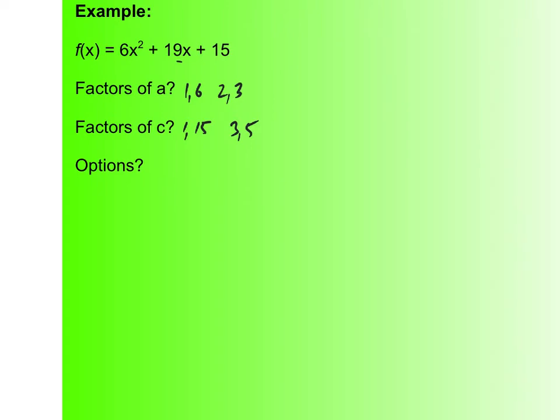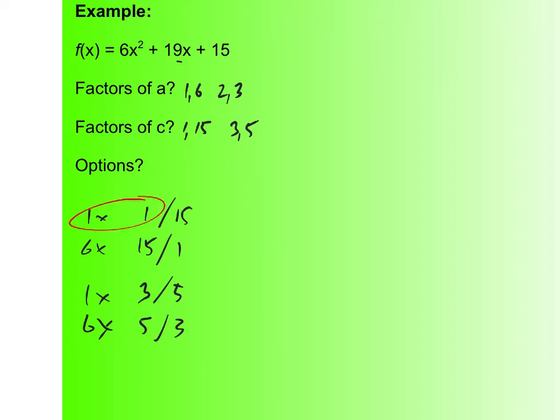So as we look at our combos here, we could have a 1x and a 6x. I'll write them in a little different format this time. And those could be with a 1 and a 15, or a 15 and a 1, or it could be with a 3 and a 5, or a 5 and a 3, in terms of what those get multiplied with. So if you look at this, there's two options here: 1x and a 1 and a 6x and a 15, or 1x with the 15 and 6x with the 1.